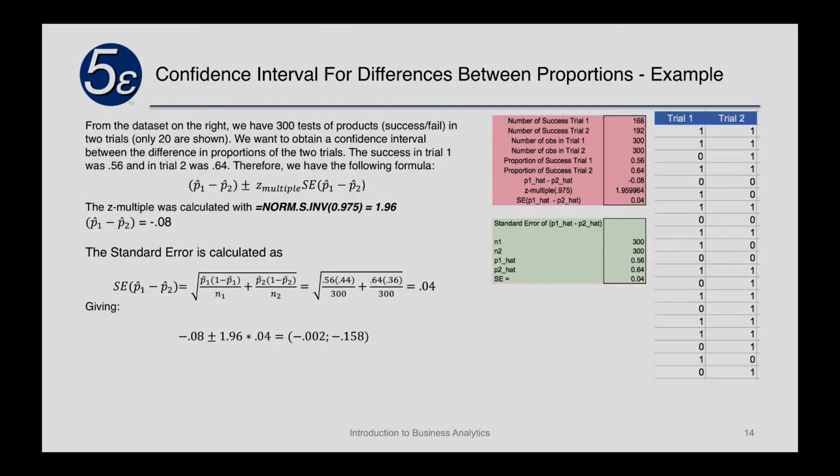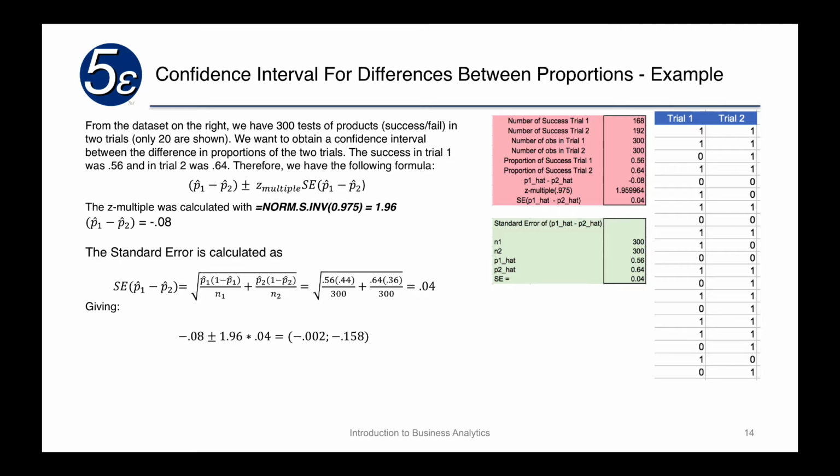So here's our sample. From the data set on the right, we have 300 tests of products, success and fail. So did the items pass our test or fail our test? We have 2 trials, but we only show 20 here. So 1 means success, 0 means failure. We want to obtain a confidence interval for the difference between proportions in the 2 trials. The success in trial 1 was 0.56 and the success in trial 2 was 0.64.